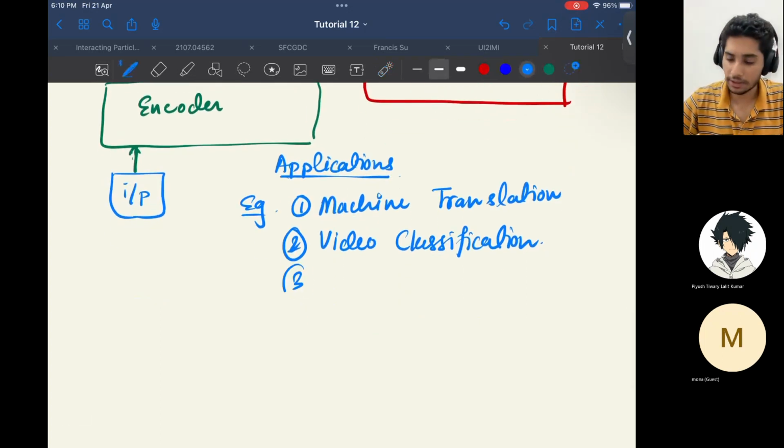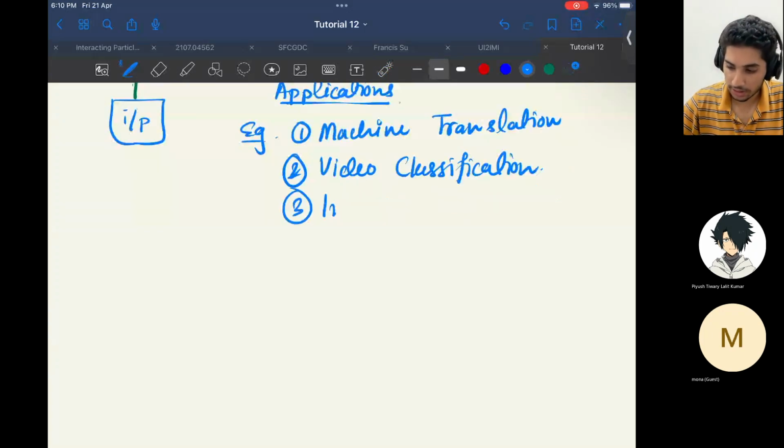There can be several other examples. Another example could be image question answering.